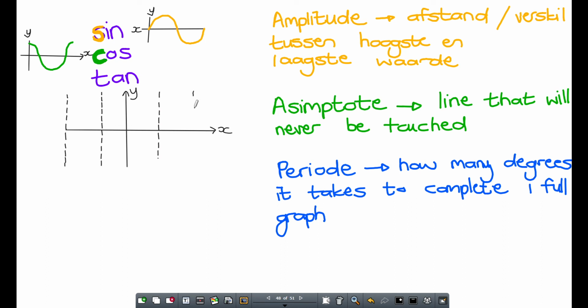Ja. Tensy hy geskuif het. Ja, at all our functions, when it's an asymptote, we use dotted lines. Nee? Om te wys. Right. So let's say that was at minus 270. This was at minus 90. Positief 90 and positive 270.